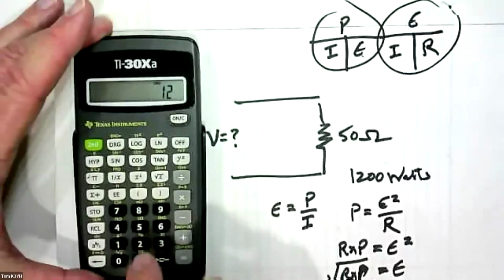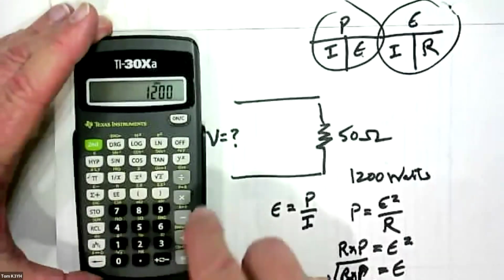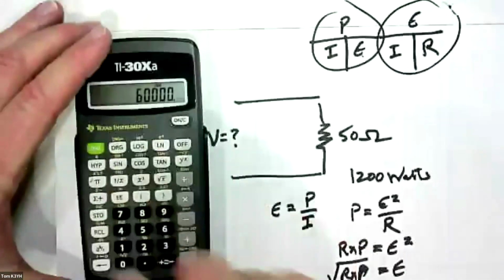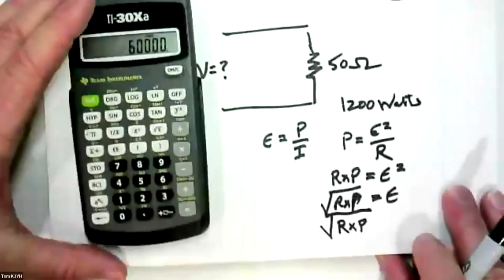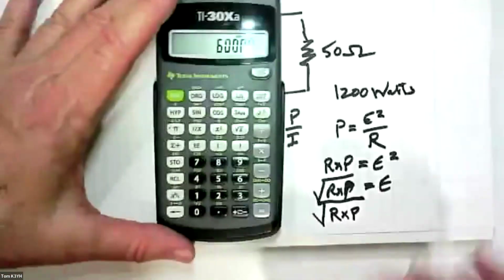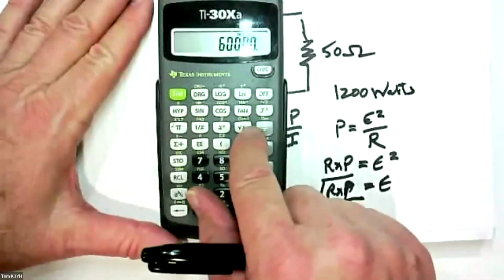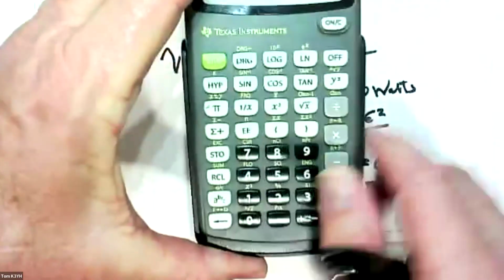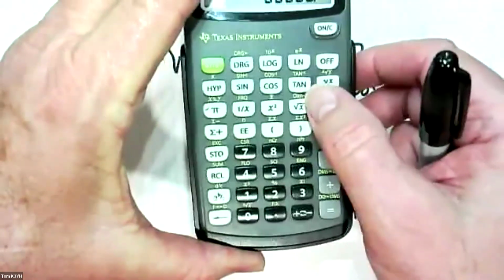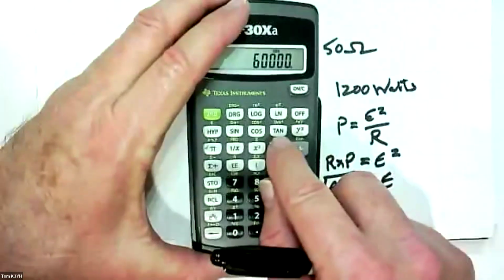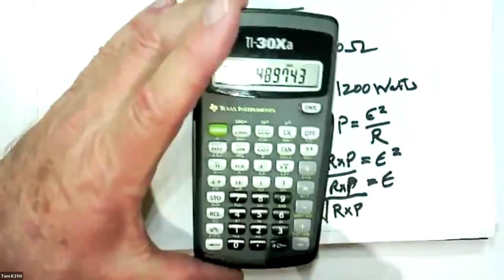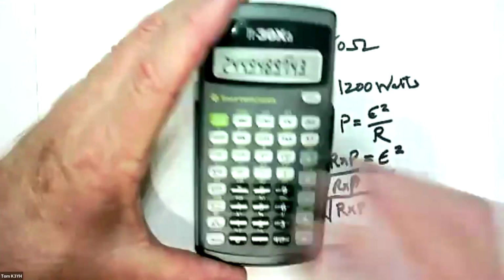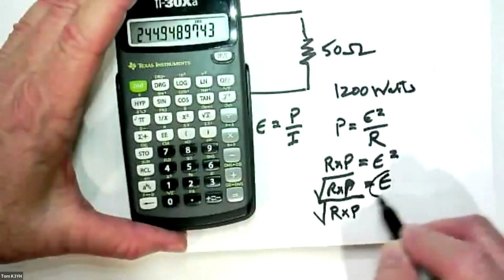Anyway, so I have R times P. So I have 1200 is the power times 50 ohms, that gives me this number of 60,000. Then I have to take the square root here. And the key for square root on this calculator is right here. See where it says square root of X? Right there to the left of my thumb. So I'm going to push that button and I get approximately 245 for the E.